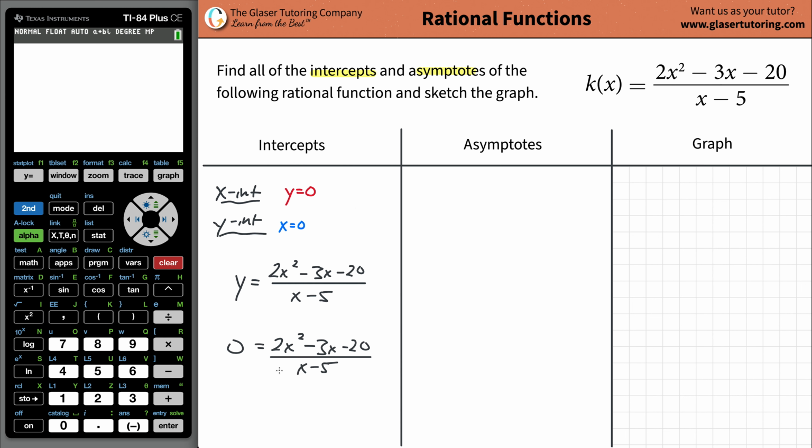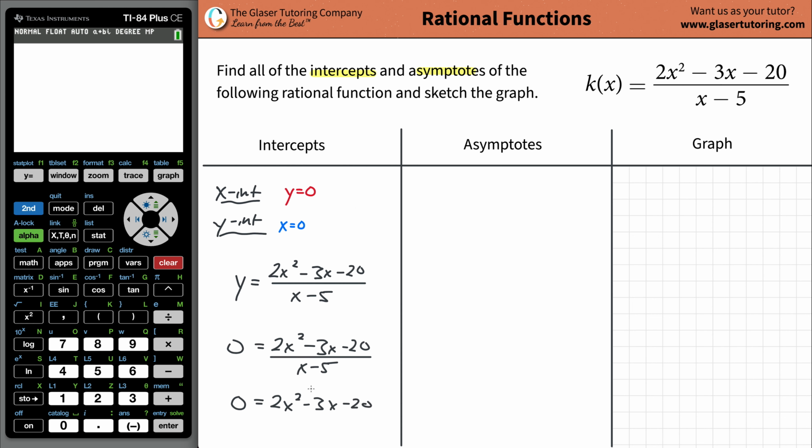And now I have to solve this for x. That's the goal. I want to find the x values when y is equal to 0. So if I set y equal to 0 and solve this for x, I'm finding the x values when y is 0. So just cross multiply here. That basically cancels the denominator, and you're left with 0 is equal to 2x squared minus 3x minus 20. And now you have to solve this.